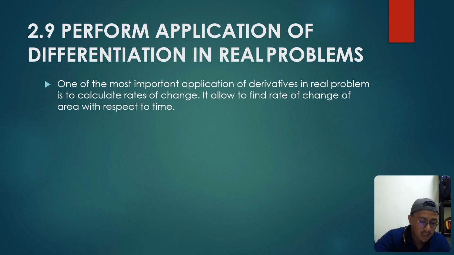1019. Okay, perform application of differentiation in real problem. One of the most important applications of derivative in real problems is to calculate the rate of change. It allows us to find the rate of change of area with respect to time.